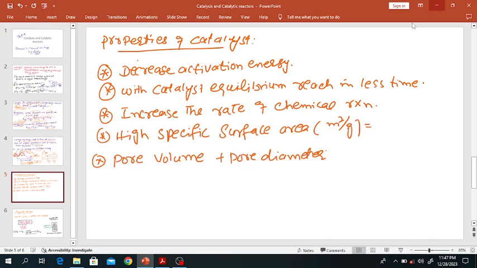This is the second lecture related to the catalyst and catalysis. So in this lecture we will discuss the properties of a catalyst. So what will be the properties of a catalyst? The catalyst decreases the activation energy. We have already discussed this one.